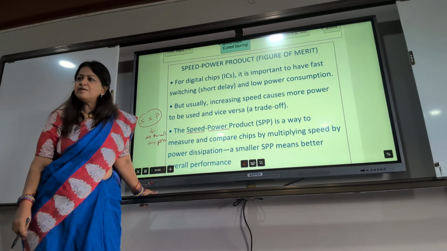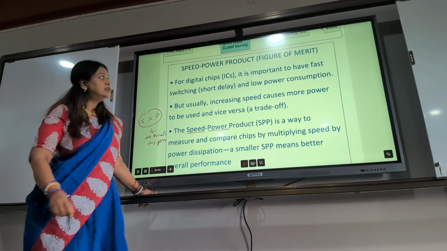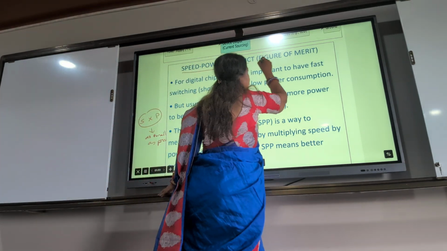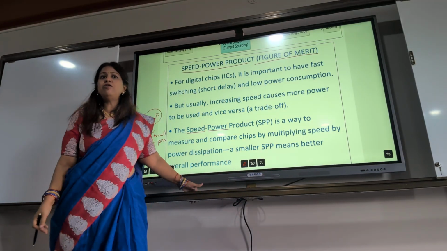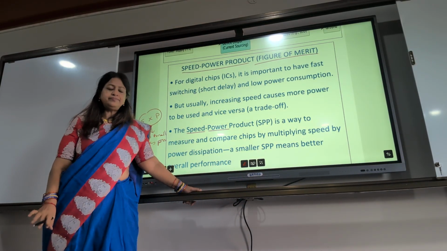As small as possible. Then we can say the performance is good. So this is a very, very important term. They may ask you about figure of merit or speed power product. Understood?